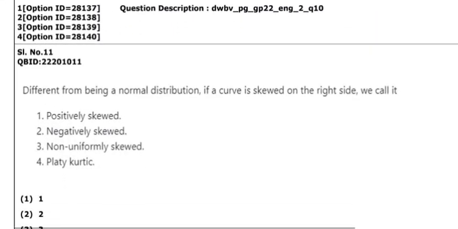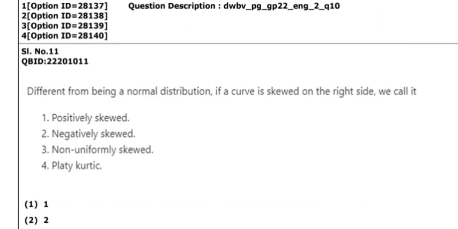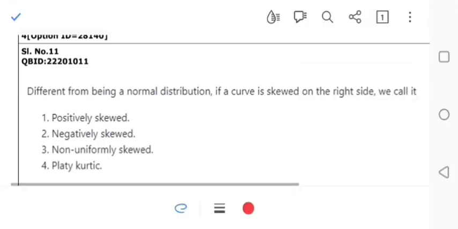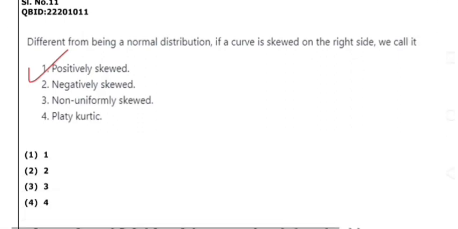Likewise, number 11 says, different from being a normal distribution, if a curve is skewed on the right side, then what do we call it? Positively skewed, negatively skewed, non-uniformly skewed, and then number 4, platykurtic. So these are the options. It will be number 1, that is positively skewed. I have marked it positively skewed.